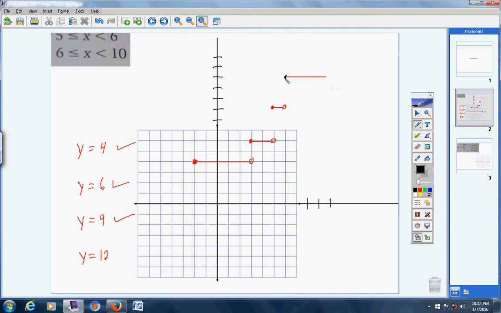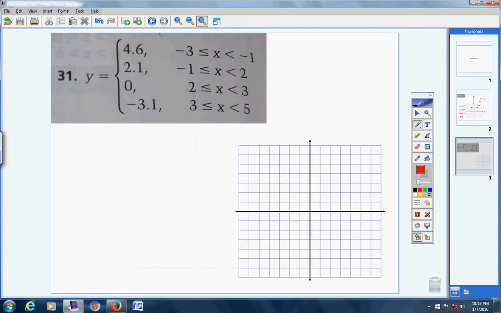And so this will be closed. That should be red. And this will be open. Alright, there we go. You did it. That's our step function, or you can call it a piecewise function. But nonetheless, that's it. Okay? Alright guys, moving on to the last problem.